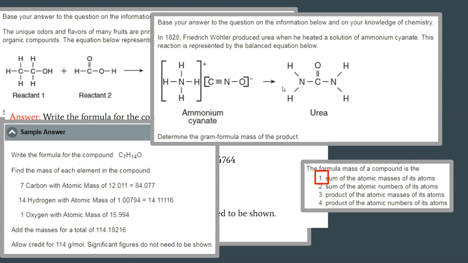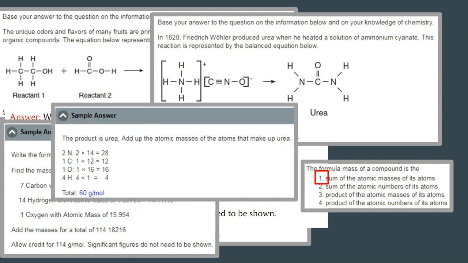Ammonium cyanate heated will turn into urea. Determine the gram formula mass of the product. Looking at a chemical equation, the product tends to be on the right side of the arrow. Reactants are on the left, so we're asked to calculate the gram formula mass of the product, in which case we need to write down its formula or simply count the number of atoms present. There are 2 nitrogens present, each with a mass of 14 from the periodic table. 1 carbon present gives you a mass of 12, 1 oxygen, mass of 16, and the 4 hydrogens in this molecule will give you a total mass of 4. Adding up all the masses will sum to 60 grams per mole.